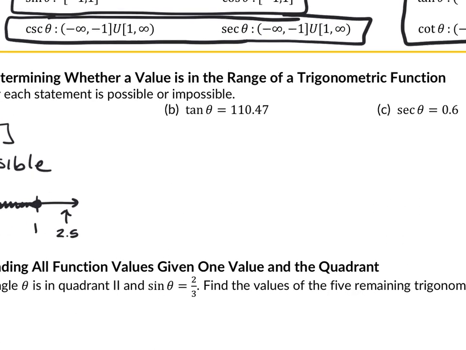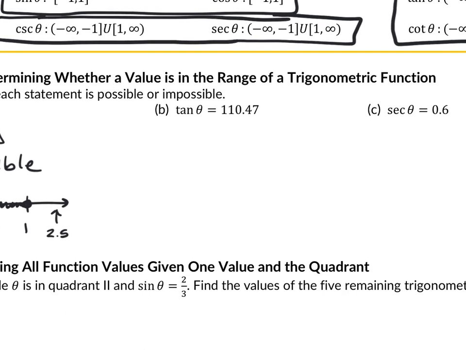How about for tangent of theta equal to 110.47? First, we think about the range of tangent. The range of tangent is from negative infinity, that's an 8, okay, just wrote that sideways, to infinity. Is 110.47 within the range from negative infinity to infinity? Yeah, so this one is possible.